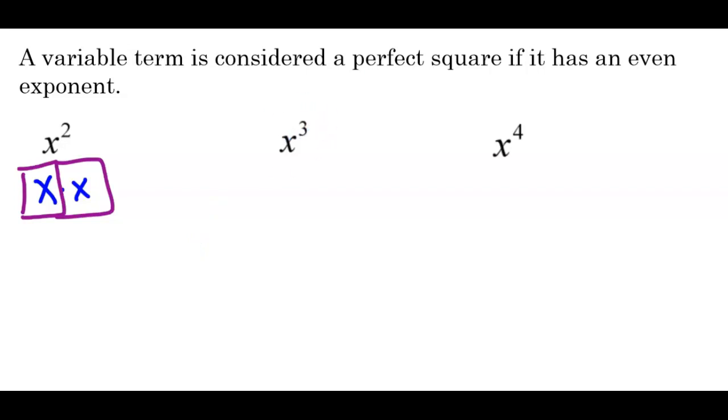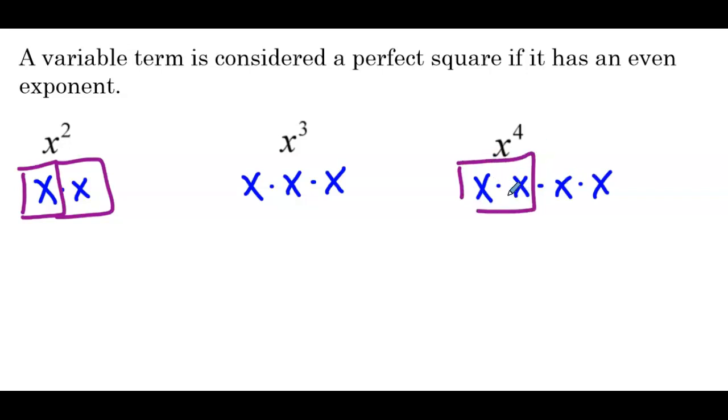So now let's look at x cubed. That would be x times x times x. Okay, if I group two x's together, I would have x squared, but then times a singular x. It's not an expression multiplied by itself to get x cubed. x to the fourth, x times x times x times x. So we'd have x squared times x squared. A variable expression multiplied by itself would give us x to the fourth.